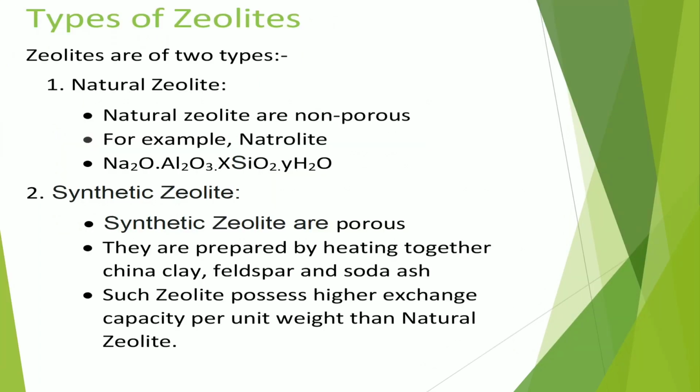Let us study how many types of zeolites there are. There are two types of zeolites: natural and synthetic zeolites. Natural zeolites are non-porous in structure, amorphous and durable. An example is natrolite, whose formula is Na2O·Al2O3·4SiO2·2H2O.